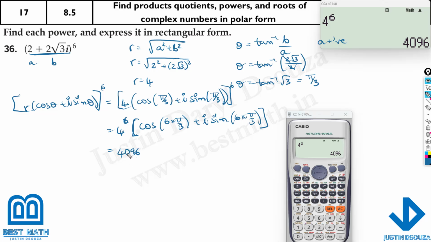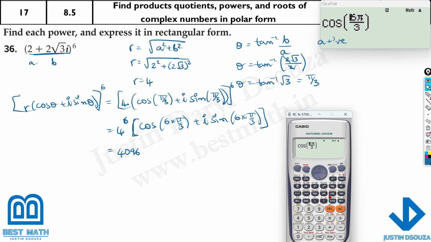4096 here. And what about cosine? This is going to be 2 pi. Cosine 2 pi. The reason for me to write 2 pi is that 6 divided by 3 is 2. Or you can write it as 6 pi divided by 3. So this is how we write it.